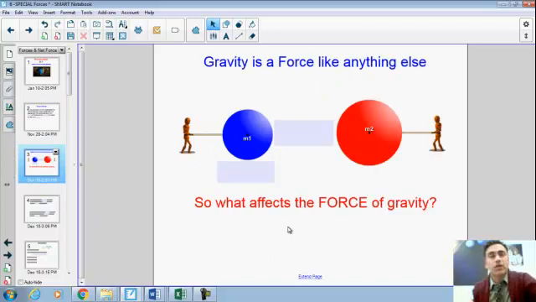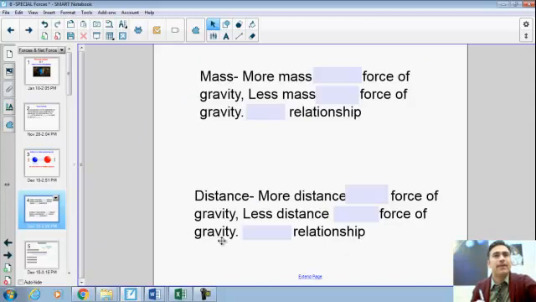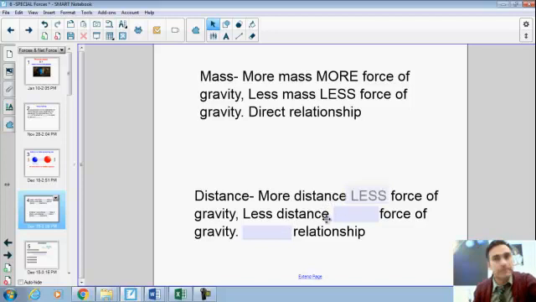So the amount of force is definitely going to depend on mass, but it's also going to depend on distance. And it kind of works like this. The more mass you have, the more force you have. The less mass you have, the less force you have. This is what we know as a direct relationship. Distance, however, the more distance you are away, the less force you have, and the less distance, the more force. This is an indirect relationship.